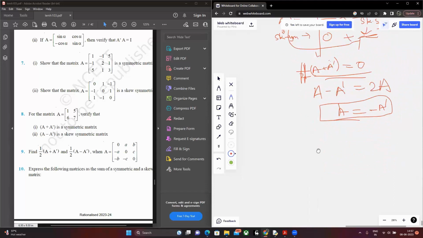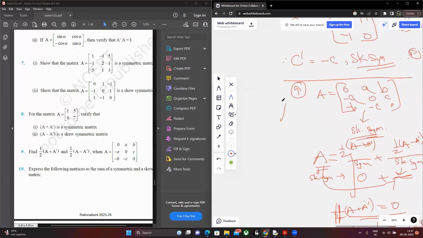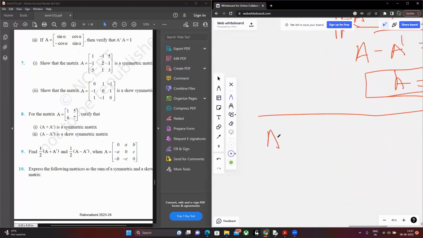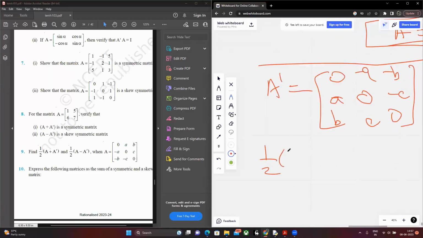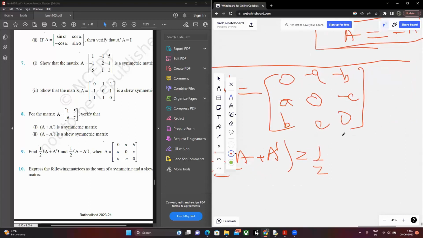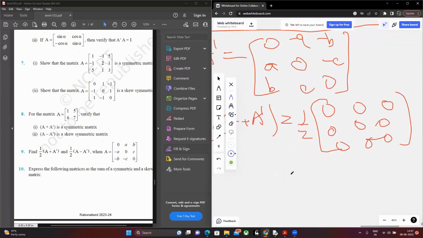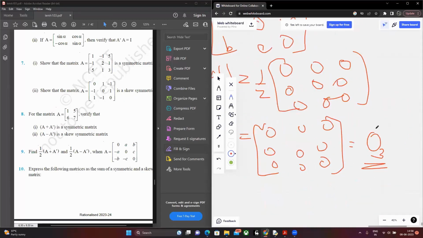But the long way is going to be, the longer way, this is another method, an aliter, if you want. The long way is actually finding out what is A dash first. That is basically 0, A, B; minus A, 0, C; minus B, minus C, 0 transposed. So you have half of A plus A dash being half of the matrix, this plus this, that's going to be 0, 0, 0, 0, 0, 0, 0, 0, 0, which is basically the 0 matrix of the third order.